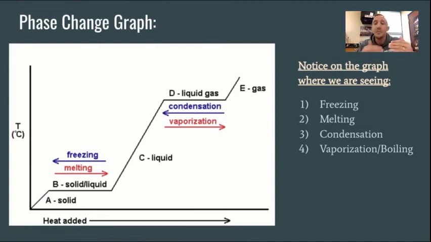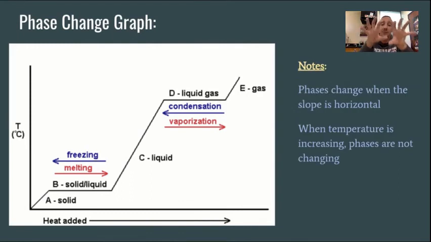Okay. So you have to be able to tell me where something is going to be vaporizing, condensing, freezing, or melting, if I give you a graph that's empty, and tell me if something is going to be a solid, liquid, or a gas.